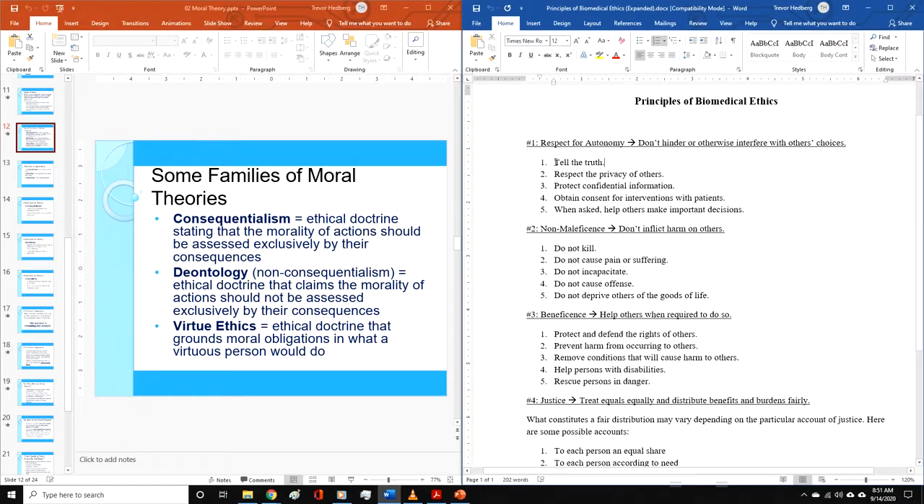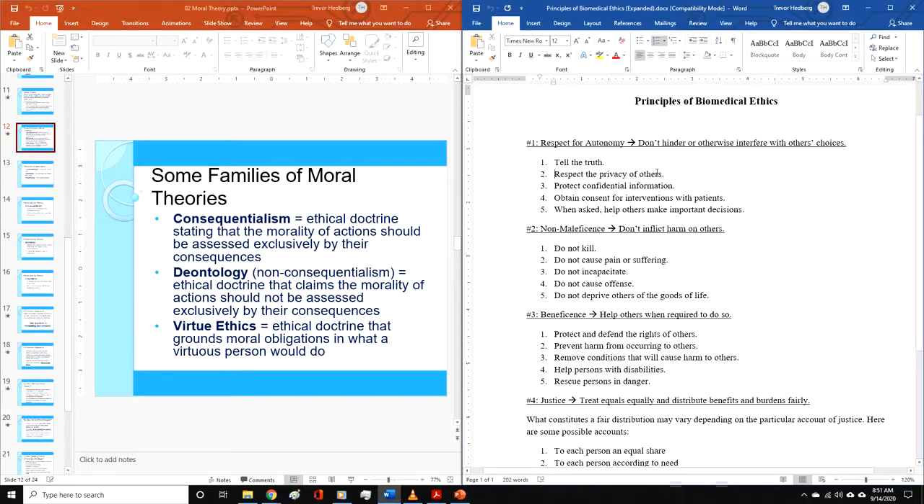But the basic gist of it is that if you do not tell someone the truth, you are hindering their ability to make free choices because they are acting on incomplete or inaccurate information. And you need complete and accurate information if you're going to deliberate and make the choice that you ultimately want to make, the choice that most closely reflects your values or preferences.